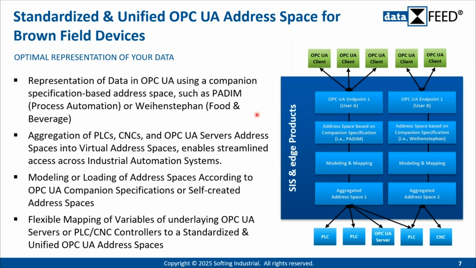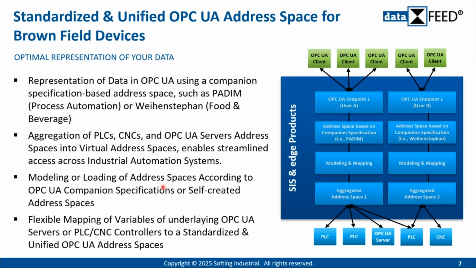So what are the features at all? Here are a little bit the marketing topics. We represent the data via OPC UA using a companion specification based address space, for example PADIM or Weihenstephan for food and beverage. We are able to aggregate the data of PLCs, CNCs, or underlying UA server address spaces into a virtual address space. And this enables us to streamline across the complete industrial automation system.